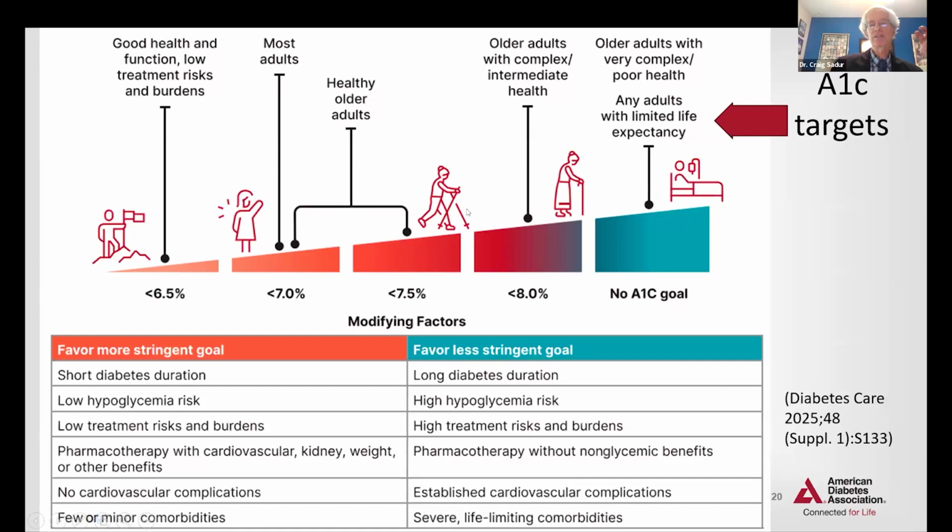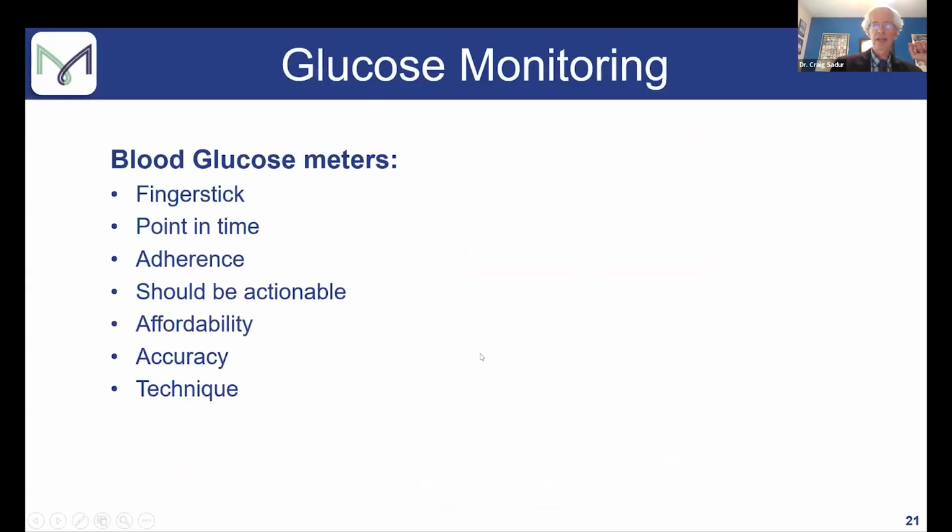As you age, maybe shoot for under 7.5. If you have complex medical comorbidities, in the 7s you'll be happy. And if you have patients with poor life expectancy, let's say severe dementia, we don't even look at A1C because it's clinical judgment. And these give you some of the modifying factors when you go, let's tighten the control, shoot for an A1C that's really good, or let's kind of ease up on the gas if these issues are at play.